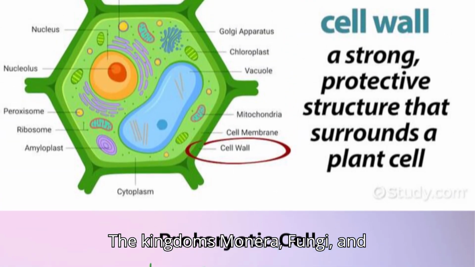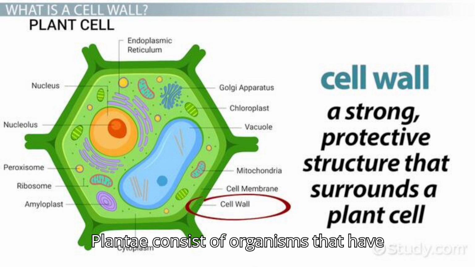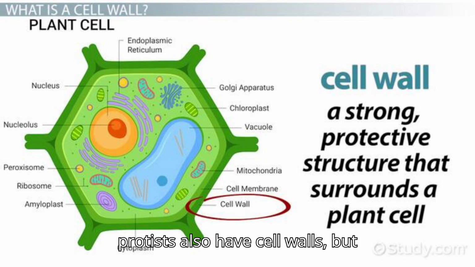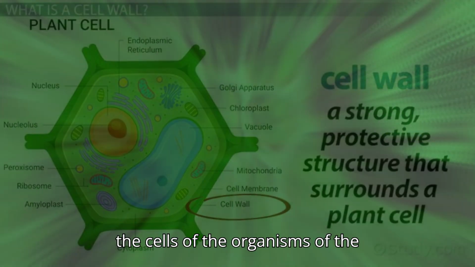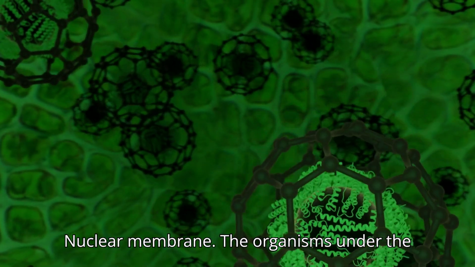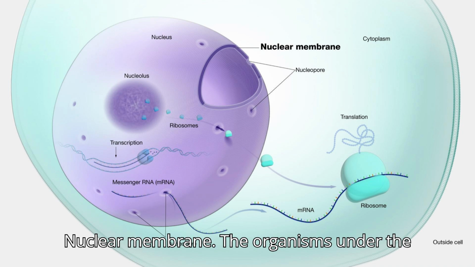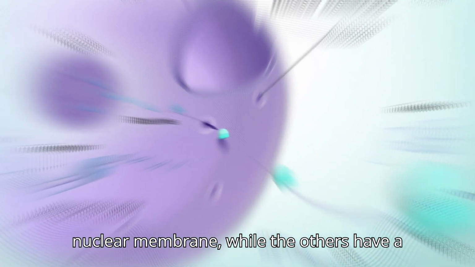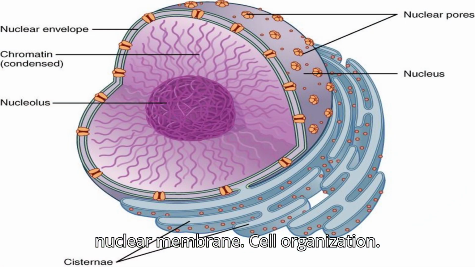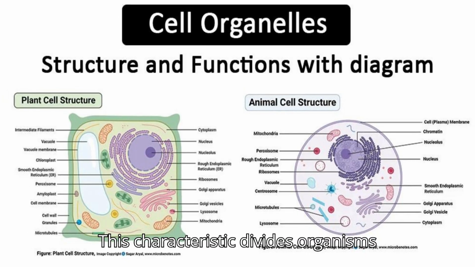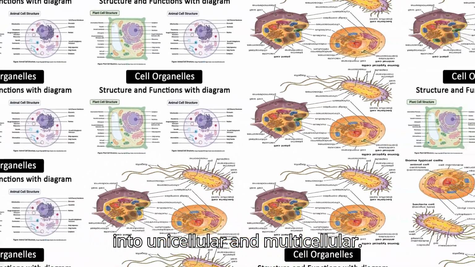Cell wall. The kingdoms Monera, Fungi, and Plantae consist of organisms that have cell walls in their cells. Some of the protists also have cell walls. But the cells of the organisms of the Animalia kingdom do not have cell walls. Nuclear membrane. The organisms under the Monera kingdom have cells without a nuclear membrane, while the others have a nuclear membrane. Cell organization. This characteristic divides organisms into unicellular and multicellular.